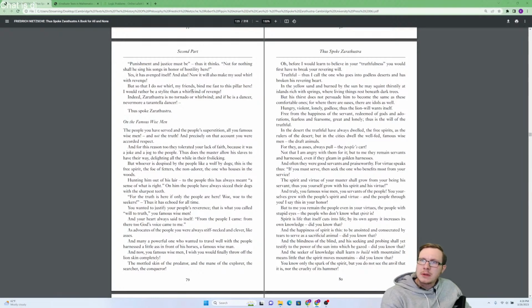The people you have served and the people's superstition, all you famous wise men, and not the truth, and precisely on that account you were accorded respect. And for this reason they too tolerated your lack of faith, because it was a joke and a jog to the people. Thus does the master allow his slaves to have their way, delighting all the while in their frolicking.